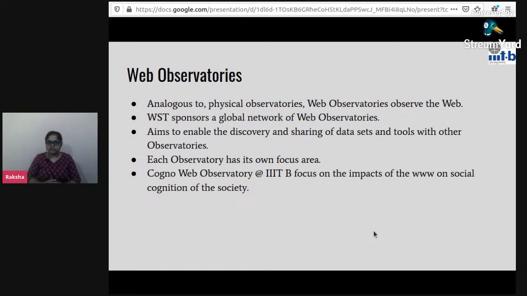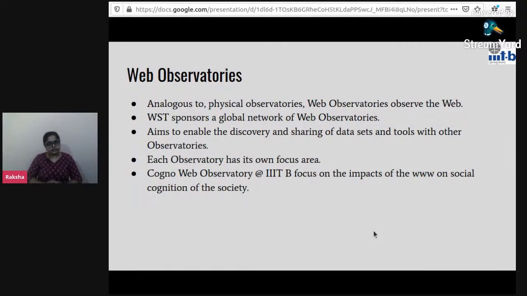There is one in Bangalore as well, which looks at the sky, which observes the different aspects of skies. And there is a network of physical observatories which observe different parts of the sky. Just like that, there are web observatories which observe the web and which observe different aspects of the web. And the Web Science Trust sponsors this global network of web observatories. And each web observatory has its own focus area.